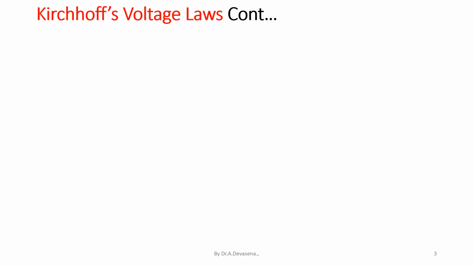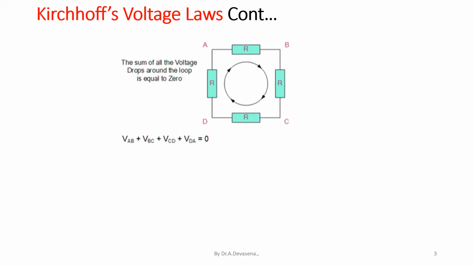The diagrammatic representation for Kirchhoff's voltage law is shown below. Here, the sum of all the voltage drops around the loop is equal to 0. We have 4 voltages in the closed path. The voltages are V_AB, V_BC, V_CD and V_DA. According to Kirchhoff's voltage law, the sum of all voltages, whether it is a drop or rise, is equal to 0.